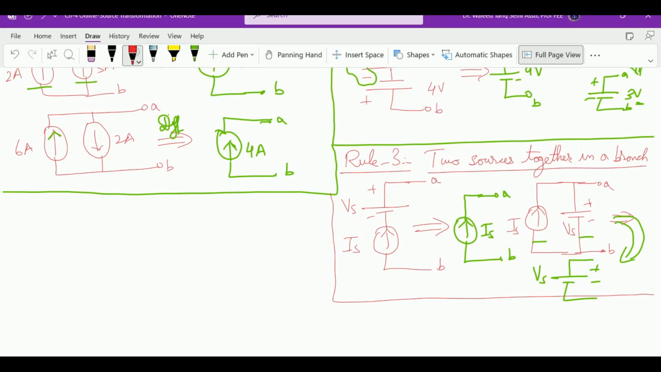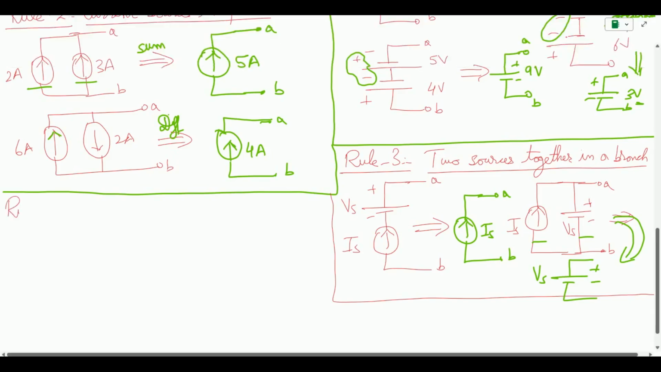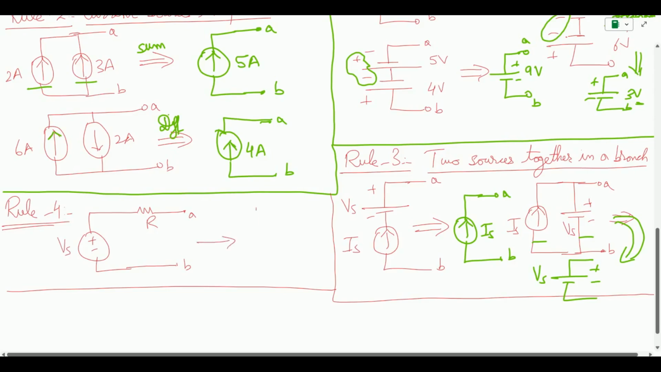And the final rule for solving source transformations is rule number 4. Now what happens if I have a voltage source, and we know that the resistor has to be in series. So for the voltage source transformation, in order to transform this voltage to current, this is what we just discussed about source transformation. So this is, let's say, R1, and this is R1, this is current.